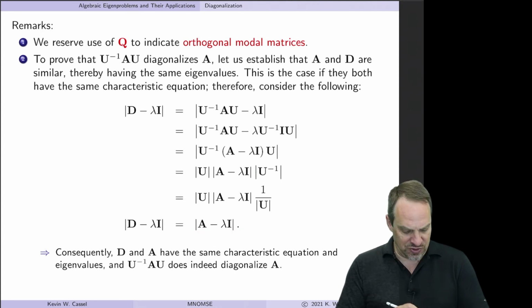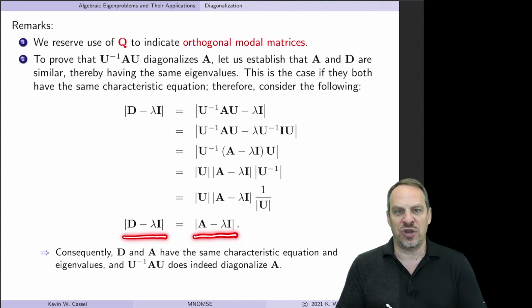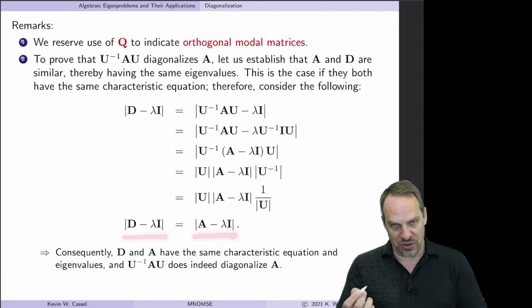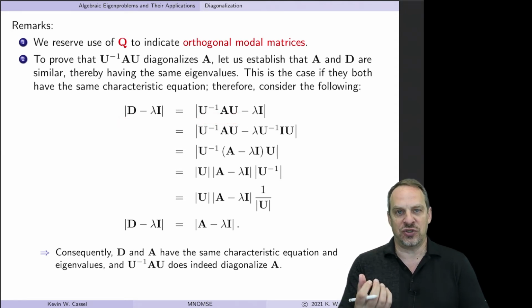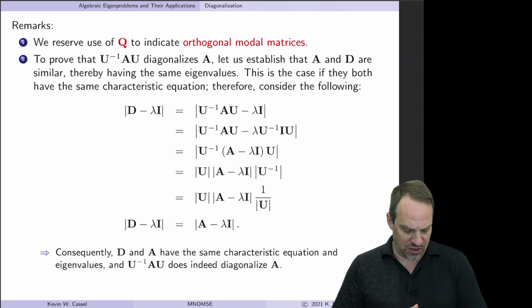So we've just proved that indeed the characteristic equation for D and the characteristic equation for A are the same, and therefore they are similar, and therefore this U inverse times A times U, which is equal to D, is indeed a similarity transformation. It does not change the eigenvalues of the original matrix. All right, so that's great.